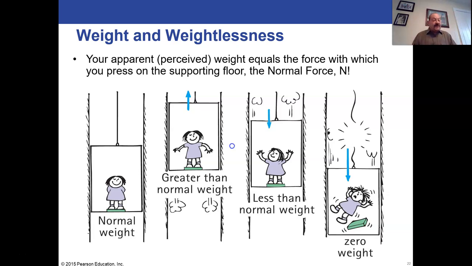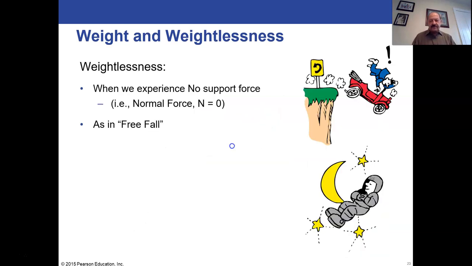And if somebody snapped the cable on the elevator, you would fall. You and the elevator would be falling with the acceleration due to gravity. You'd be falling with g, but now there's zero normal force. There's no support force from the floor. It's not pushing you up at all. You're both falling down at the same time. You don't feel the floor at all, so you feel weightless for that time. You have weight. You just feel weightless because there's zero support force underneath you.